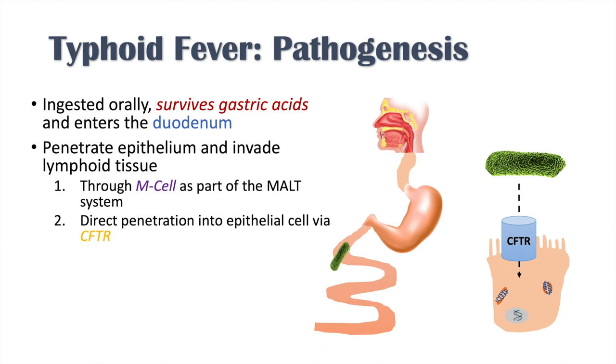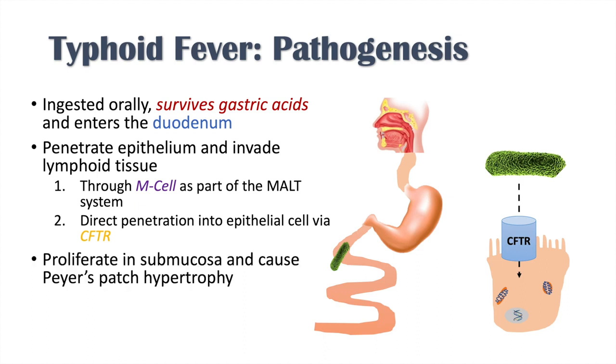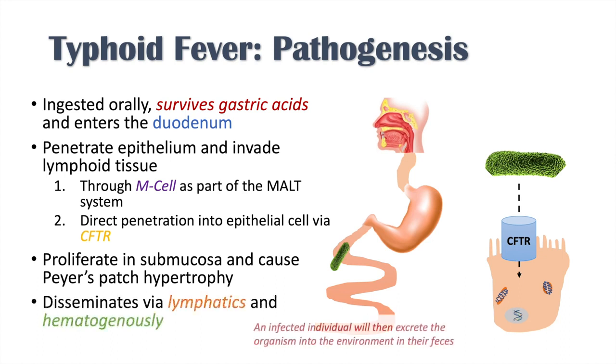So what's very interesting is that because this channel is mutated in patients with cystic fibrosis, patients may actually be protected against typhoid fever infections or infections by the bacteria that cause typhoid fever. So again, very interesting. Another thing that happens is that the Salmonella typhi bacteria, once it penetrates into the epithelium, will proliferate in the submucosa, causing Peyer's patch hypertrophy. Peyer's patch is lymphatic tissue in the intestines that becomes hypertrophied because the bacteria proliferates inside. And eventually the bacteria will disseminate through the body via the lymphatic system and hematogenously through the blood to cause many of the symptoms we're going to talk about in the next slide.